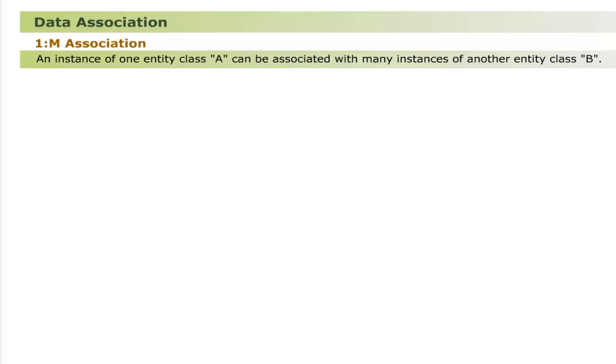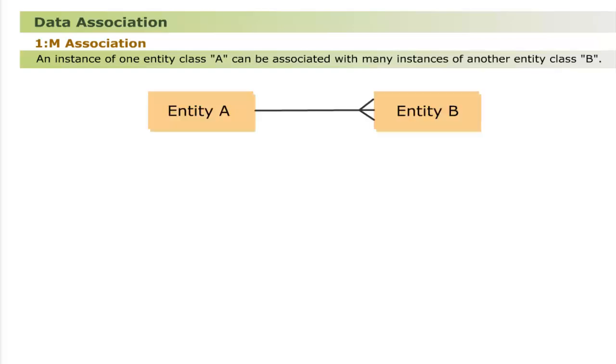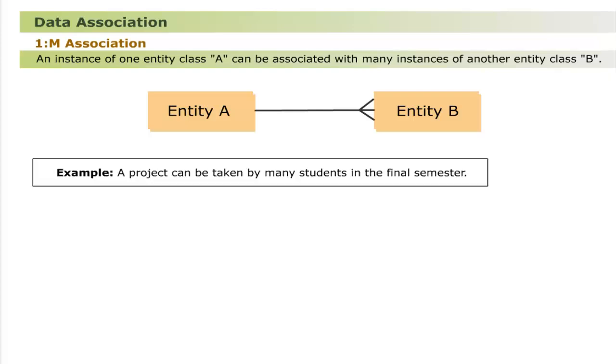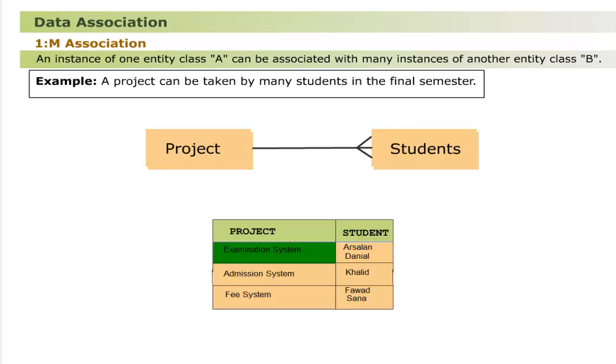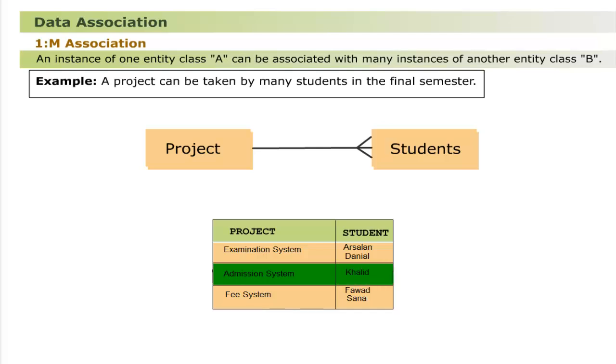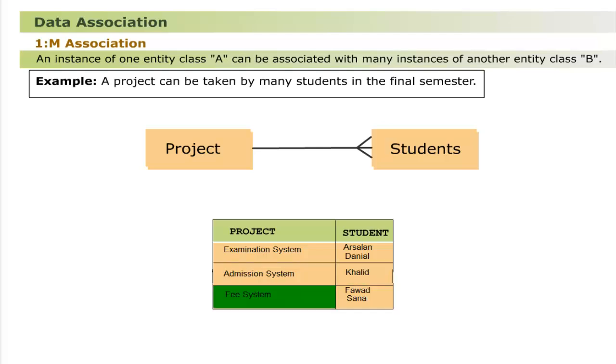One-to-many association. An instance of one entity class A can be associated with many instances of another entity class B. The graphical representation is shown as. Consider the example by assuming that a project can be taken by many students in the final semester. This is represented graphically as shown. The sample instances are shown as. The project examination system is taken by students Arsalan and Daniel. The project admission system is taken by a student Khalid. The project fee system is taken by students Fawad and Sana.